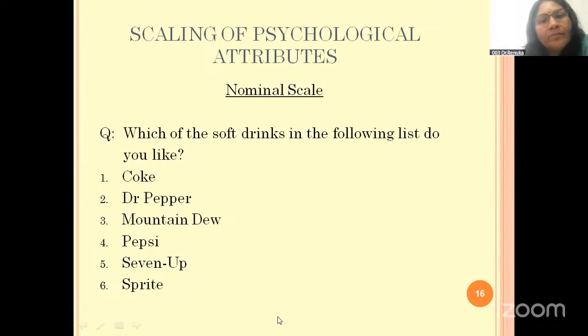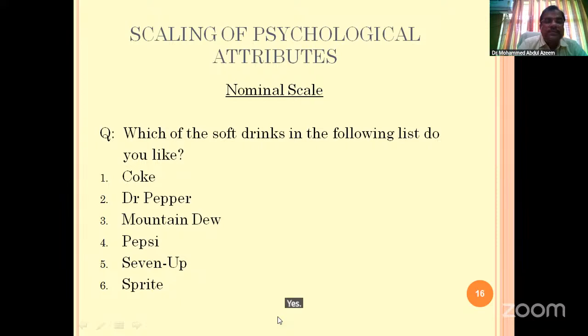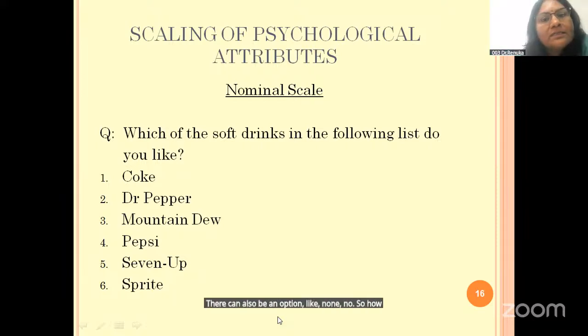Sir, in this nominal scale that you have put, 6 options you have put, no, sir? There can also be an option like none, no? So how do we consider that in nominal scale?